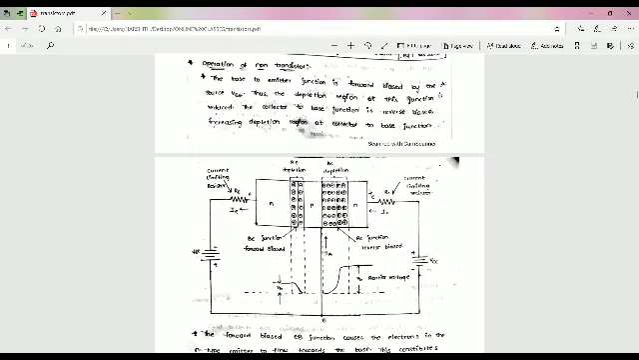The forward biased emitter to base junction causes the electrons in the N type emitter to flow towards the base. This is the emitter and this is the base. In the N type, the majority carriers are the electrons. This flow of electrons from the emitter towards the base constitutes the emitter current, that is IE.